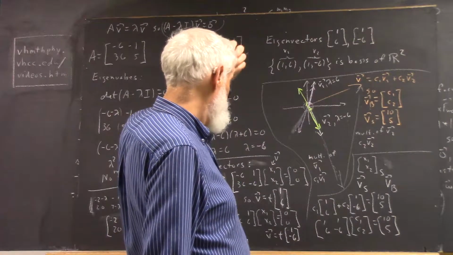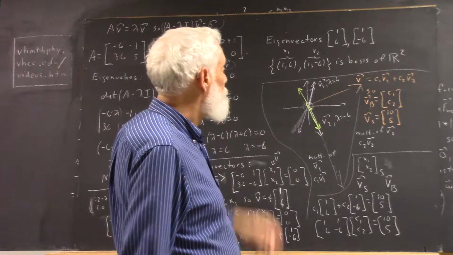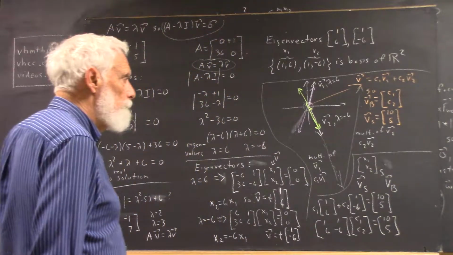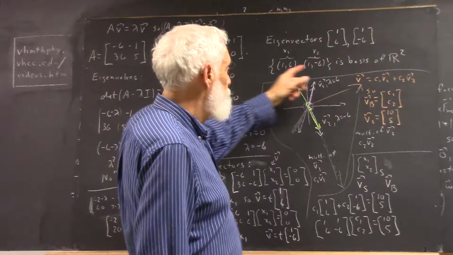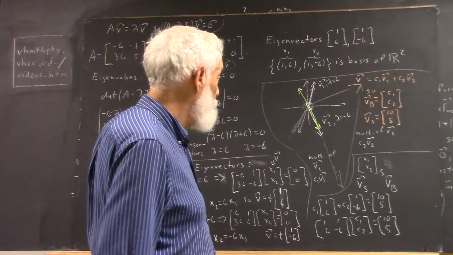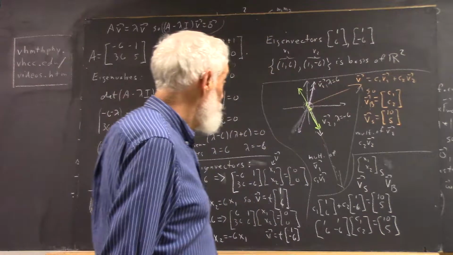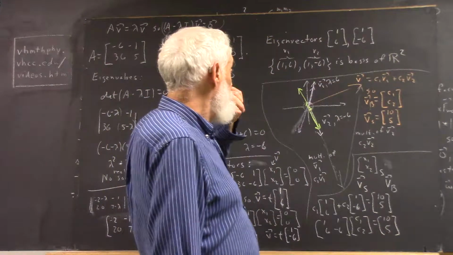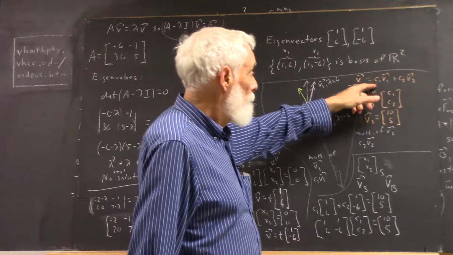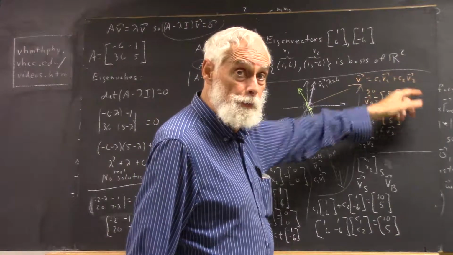Now, another thing we can say is that I said this is a basis of R2. What does that mean? It means I can take any vector in R2. So I just drew one here. That's V. Okay. There's our vector. I can express that vector as a multiple of V1 plus a multiple of V2.